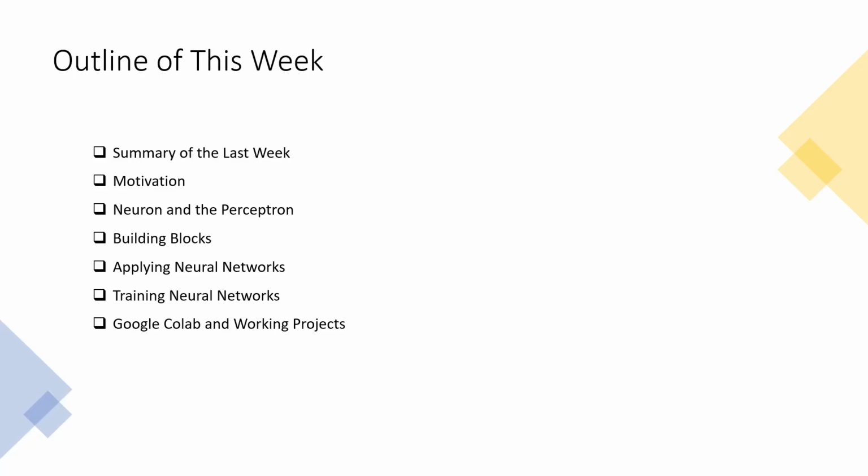Okay, so as usual, we will be starting with the summary of the last week. Then we will be seeing what are neural networks, what is a neuron, and what's a perceptron. We will be talking about the building blocks of neural networks, and then we will see how we can apply neural networks to some problems. Then we will see how we can train neural networks, and then we will be seeing how we can write code on neural networks. And it's going to be pretty interesting.